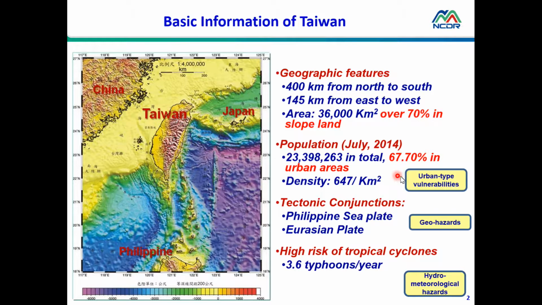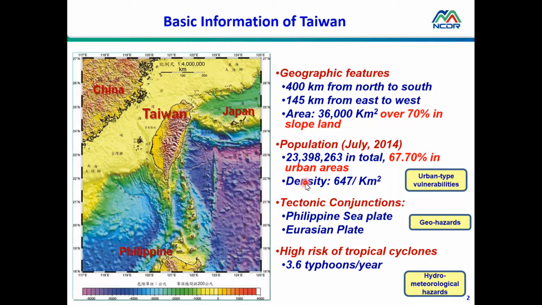So urban type vulnerability is our major concern. Look at the population density per square kilometer. The number is 647. If we talk about any country with population over 10 million, Taiwan is just lower than Bangladesh. So if any earthquake happens in an urban area, it will be our most challenge.